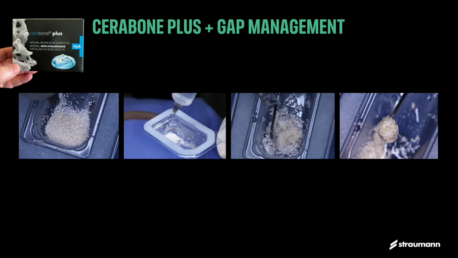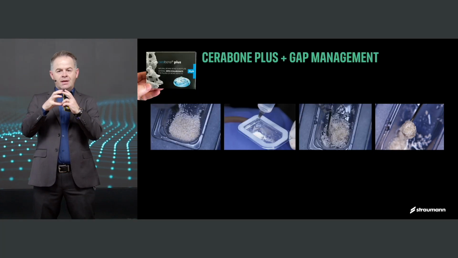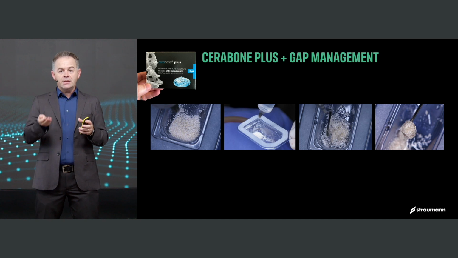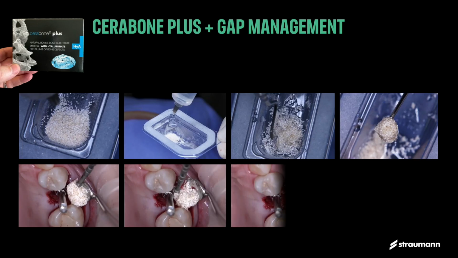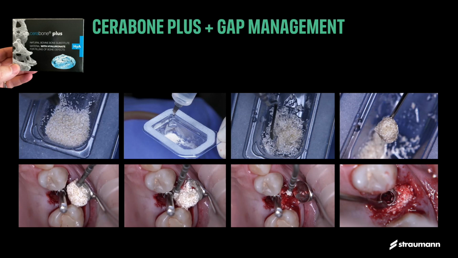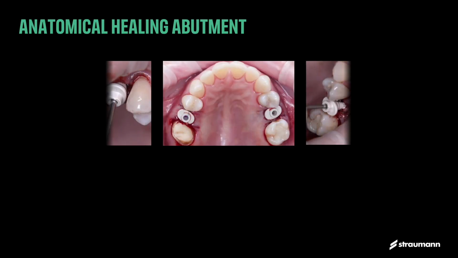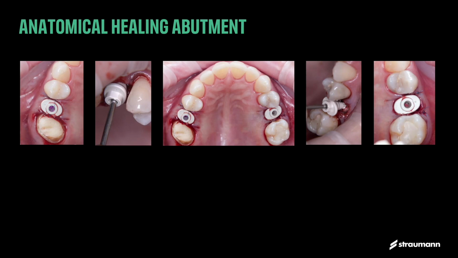So we want to graft that site as much as possible around to maintain volume as much as possible. For this, we use the Cerebone Plus. With a small hydration, you already get this sticky effect that is very easy to manipulate. And you see on the below images that it is very easy to transport to the implant site and apply around the gap. Next thing we do is we select the anatomic healing abutments.